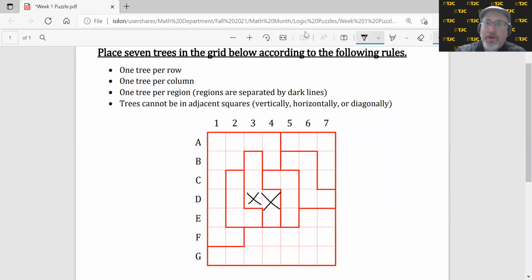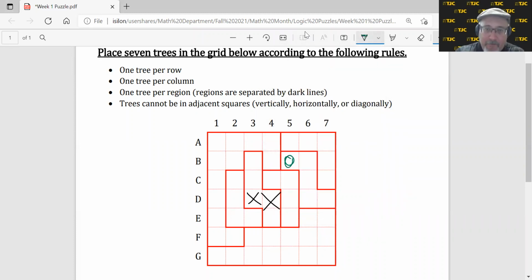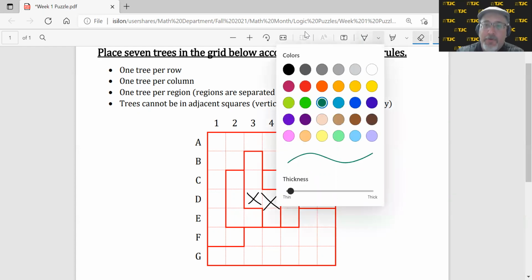Where else can we not put a tree? We cannot put a tree in cell B5. The reason is that it would take out everything in the region below it. It would take out C4 and C5 by adjacency, and D5 and E5 by the column rule, completely wiping out every cell in that region for a tree, which contradicts the third rule, meaning that there must be a tree in that region. So since that would break that rule, we cannot have a tree in B5. Let's put a black square there.